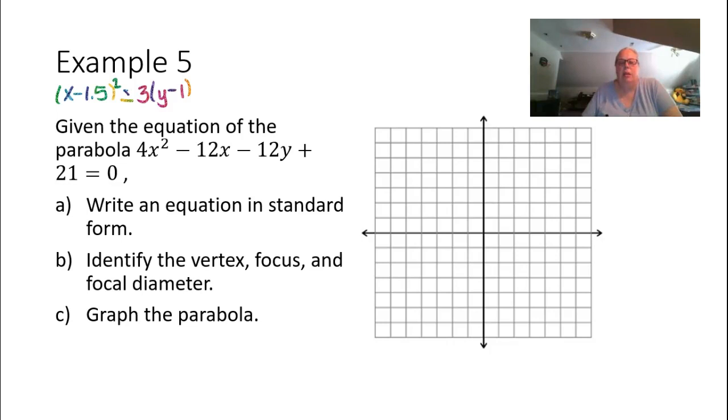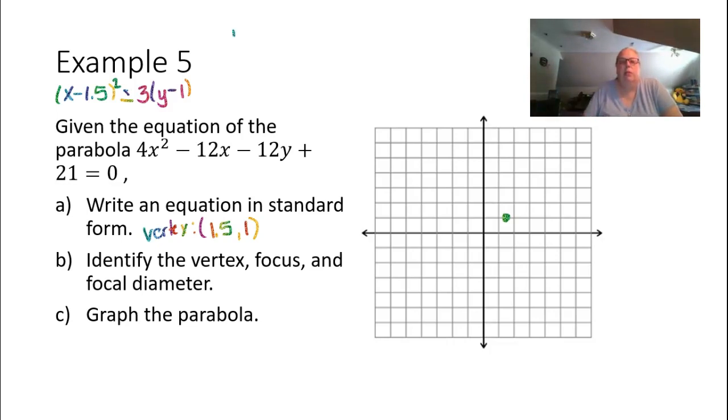Now, part B, where's the vertex? Well, the vertex is going to be located at positive 1.5 and positive 1. Remember, it's whatever I can fill in to each of the parentheses to get 0. All right, positive 1.5, that's going to be 1.5, and then up 1. So my vertex is going to be right here in the middle between 1 and 2.